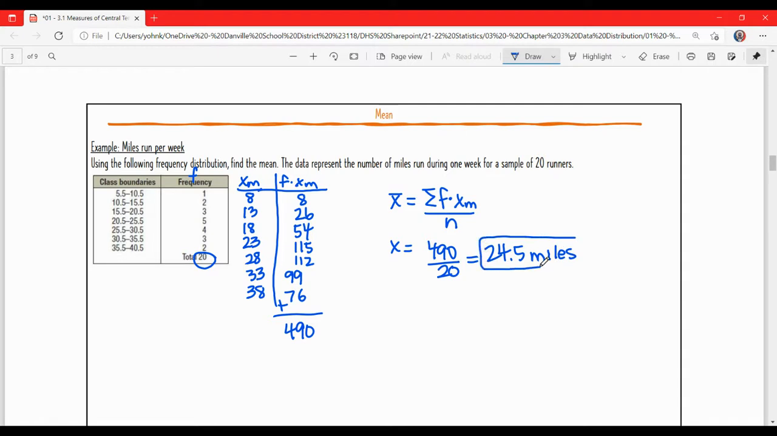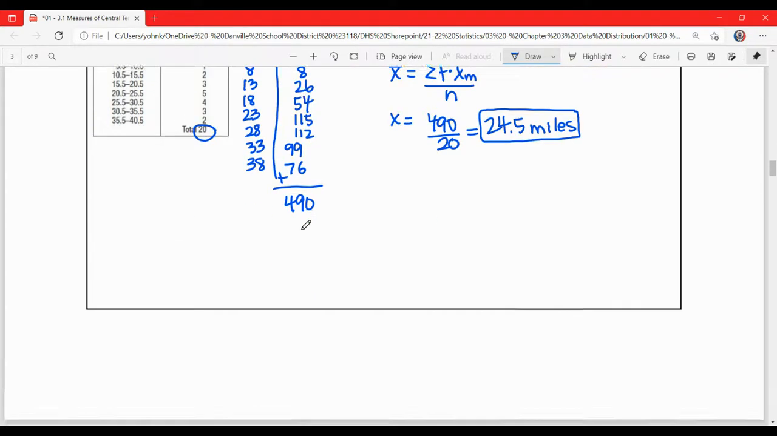Now, since you're finding the average, it should be somewhere within this table. If I got an answer like 4,500, that's way too big. If I get 100, that's way too big. But 24.5 can be found somewhere within the table, so I'm good. All right, so that's how you find the mean of a grouped frequency distribution.